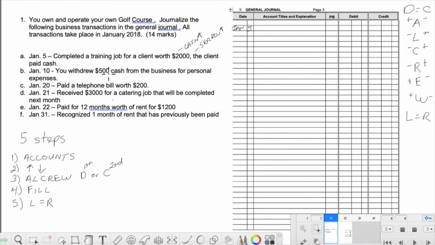Okay. So I'm going to jump into this now as we look at LCRU. So which one are these? So cash, what is cash under all in LCRU? It's an asset, right?